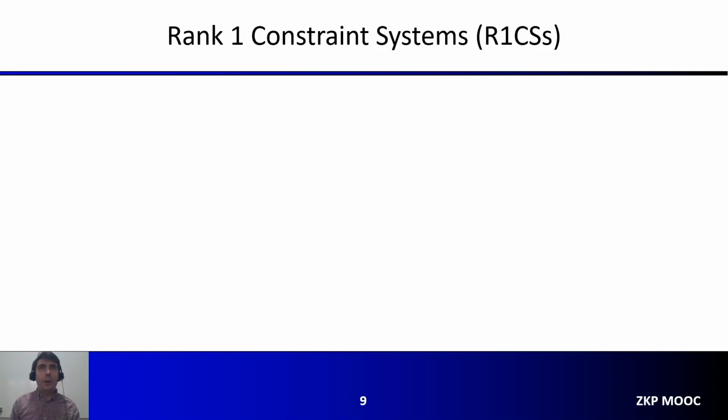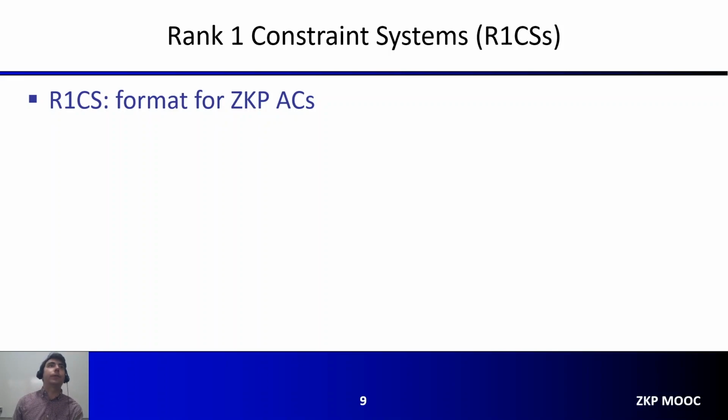Okay, now it's time for us to get into the details of one particular predicate representation used by a zero-knowledge proof. We're going to be talking about the predicate representation called a rank 1 constraint system, or R1CS. R1CS is not the only predicate format that's used with ZKPs, but it is the most common one, and historically it's been the most important.